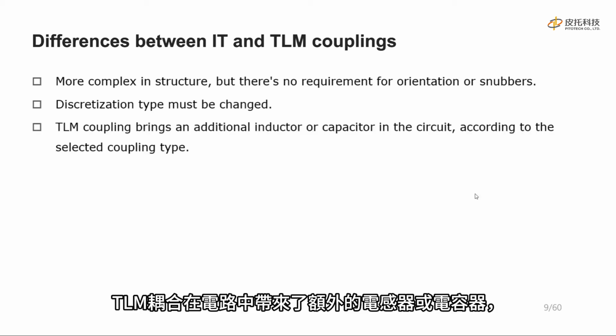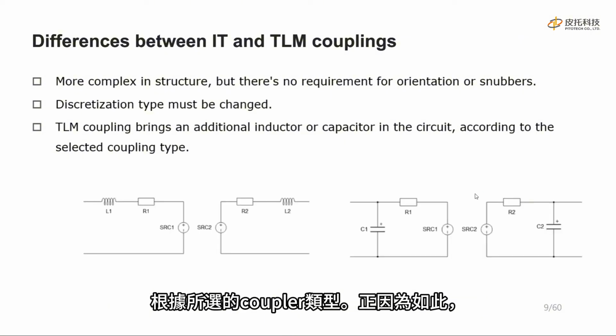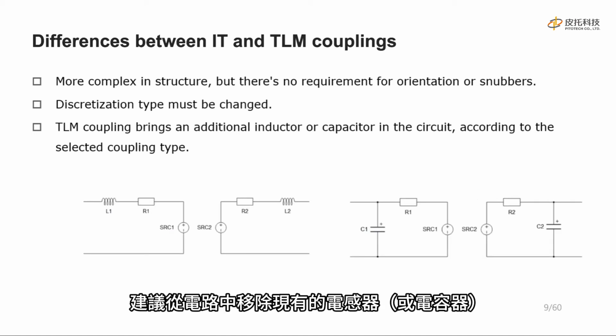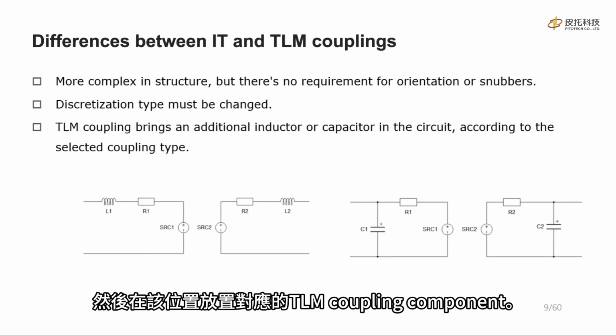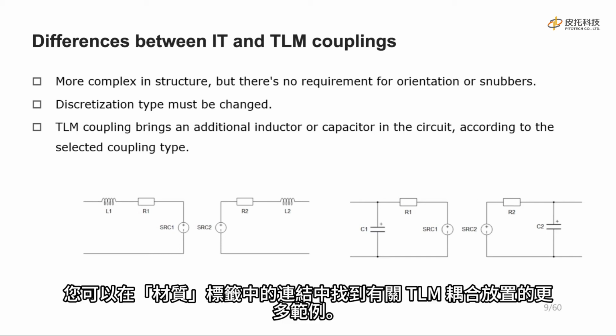TLM coupling brings an additional inductor or capacitor in the circuit, according to the selected coupling type. Because of that, it is recommended to remove an existing inductor or capacitor from the circuit and then place a corresponding TLM coupling component at that spot. You can find more examples about TLM coupling placement in the link in the Materials tab.